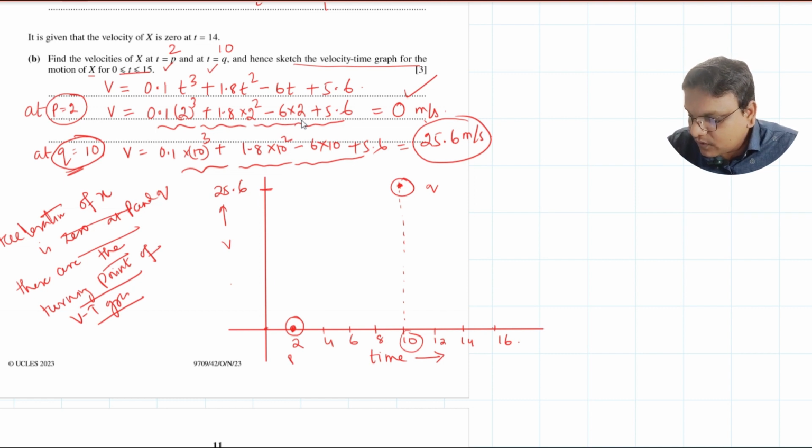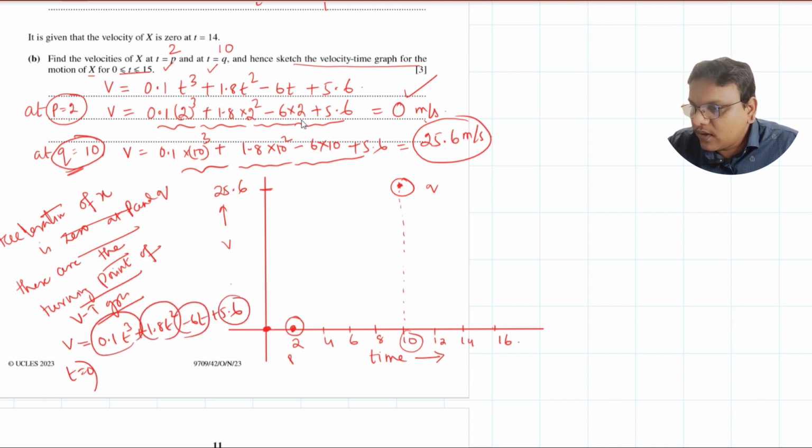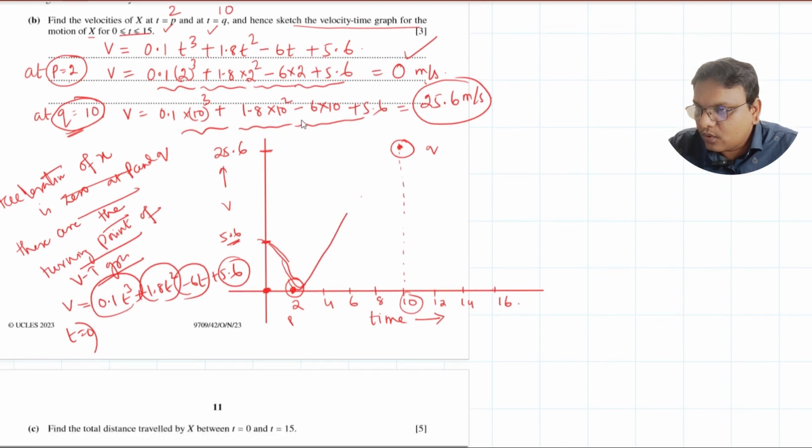One more thing, we have to find out what the value will be at t equal to 0. So check this please. We have v equal to 0.1t cubed plus 1.8t squared minus 6t plus 5.6, right? When t equals 0, this is 0, this is 0, this is 0, so what is left? 5.6. That means this point will be 5.6 at t equal to 0. That means the graph will somehow look like this, with these turning points. The graph will look like this.